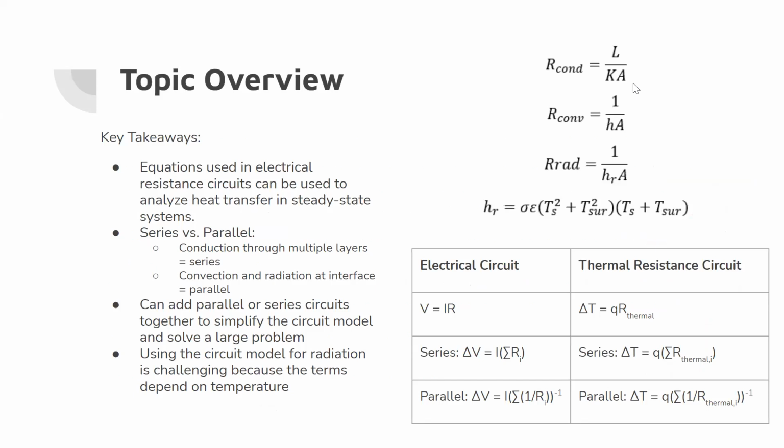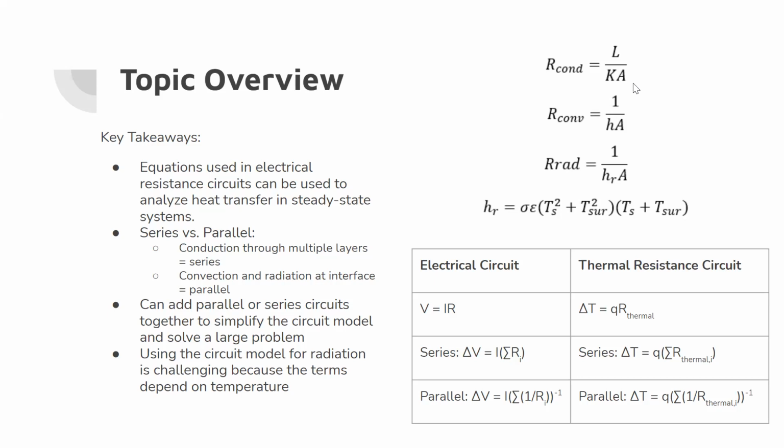Some key takeaways. We're using equations from electrical resistance circuits and applying them to analyze heat transfer in steady state systems. And then another key thing to know is series versus parallel resistance. So conduction through multiple layers would be series, and convection and radiation at an interface would be parallel resistance. And then we can also add parallel or series circuits together to simplify the circuit model and solve a large problem. We'll see that in our example problem as well.